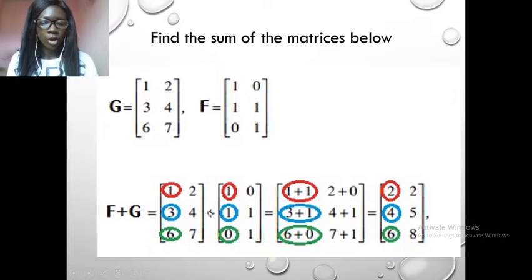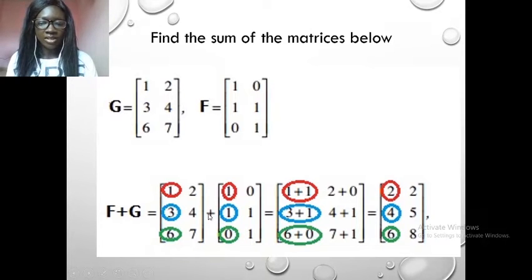Now in the second row we have 3. In the first matrix, that's second row and first column, we have 3. This is shown in the blue line here. And in the second matrix, the second row and first column, we have 1. So we have 3 plus 1, and 3 plus 1 is 4.